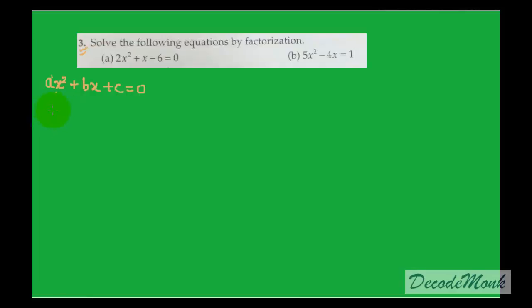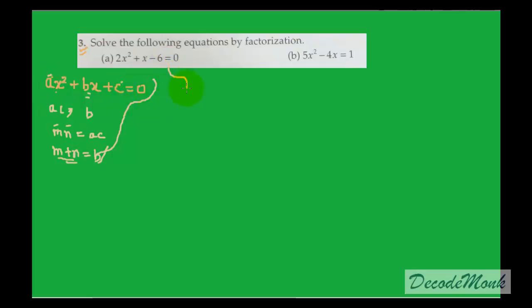In such equations, firstly you multiply a into c, and we have the term given as b. We try to find two numbers m and n such that m multiplied by n gives you a into c, and m plus n gives you b. That means the addition of the terms should give you the middle term, and the multiplication of those two terms is equal to the product of the coefficient a and the constant c.